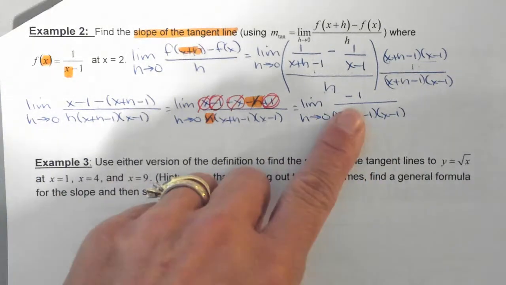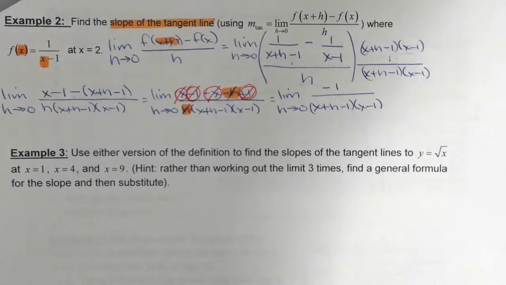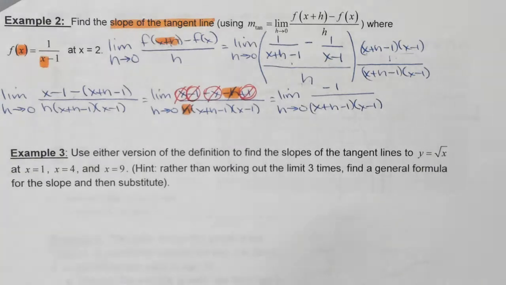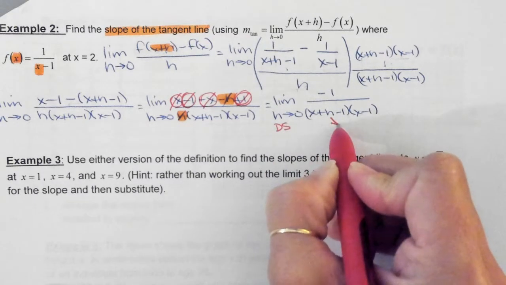And I'm left with that negative 1 in the top. Okay, simplified the complex fraction, got rid of all the extra stuff. What do I do now? What do I try? Direct substitution. So I only have one h here. So when I use direct substitution, I'm going to plug in 0 for h.